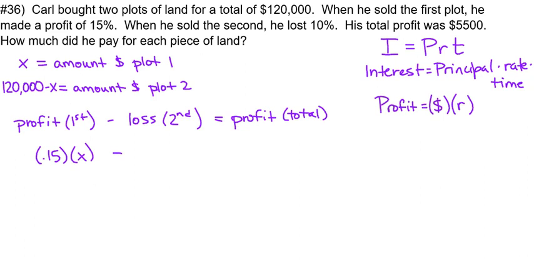And for the loss on the second plot, same idea. Instead of profit, we could write the word loss here. Loss will be the dollar amount times the rate. The dollar amount, I'll put the rate first. The rate was 10%, and the dollar amount was 120,000 minus X. And that equals the total profit, and we're told that is $5,500. Okay, we have our equation. We're just going to solve this for X.